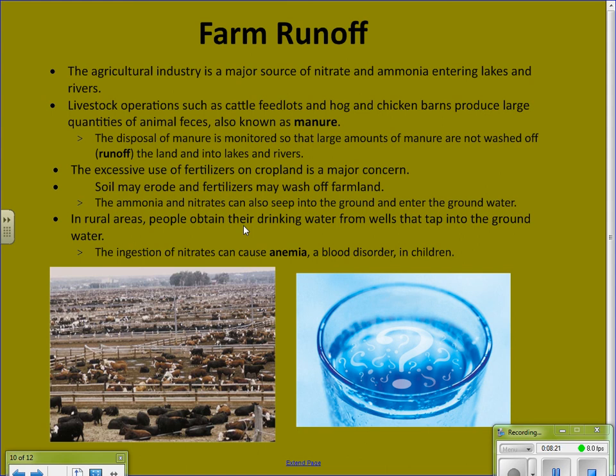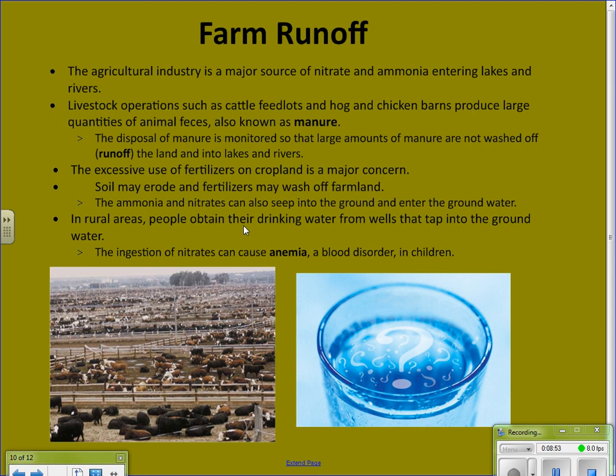Also, the use of fertilizers. So using fertilizers that may wash off farmland can end up in lakes and rivers. And this is a big issue for Lake Winnipeg because remember that the Assiniboine River and the Red River flood almost yearly. And so all of the nutrients that are present in the fields close to those rivers are in fact ending up back in the lake.